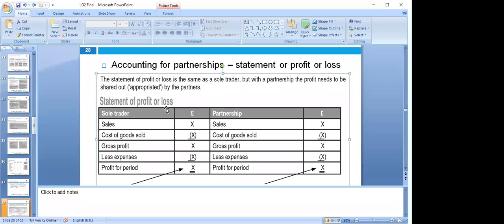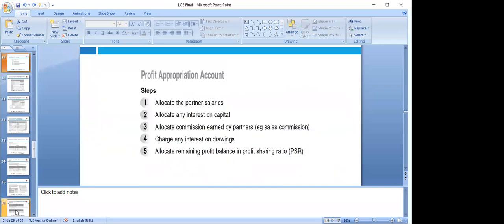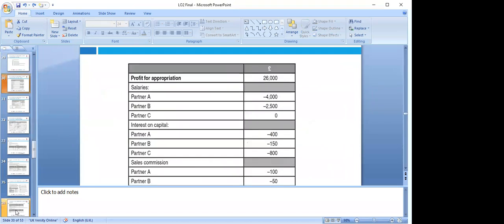Let's quickly show you what the difference in layout can be in terms of partnership. If you have a sole trader and a partnership, their profit and loss accounts normally look quite similar. Like you will see the accounting partnership and profit and loss layout of the financial statement. But if it's a partnership, we prepare the appropriation accounts.